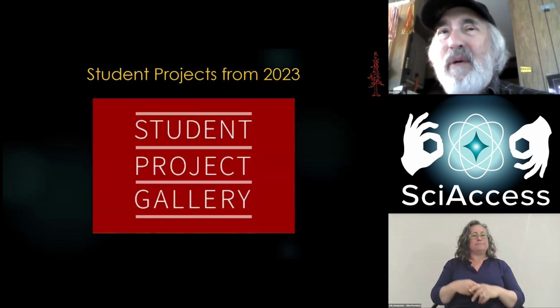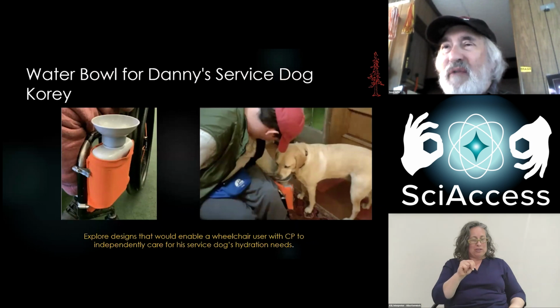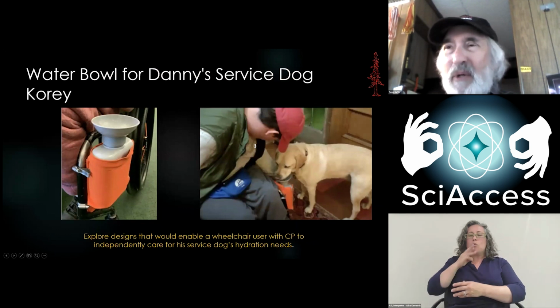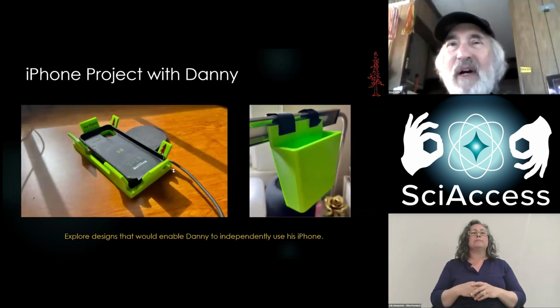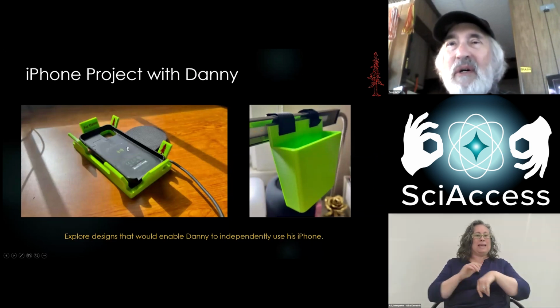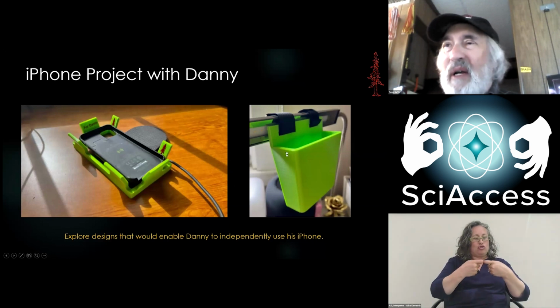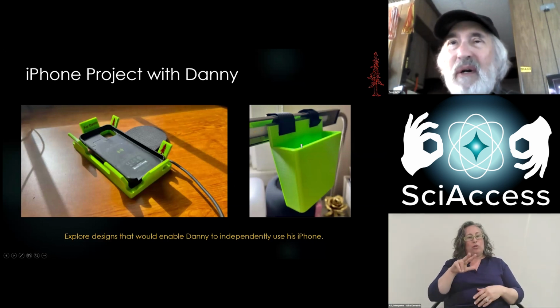Here, from the year before, is a hydration device for Danny's service dog, Corey. All he has to do is press the side, the water bubbles up here, and the dog knew exactly how to use it. Here's a device that allows Danny to position his phone over the charger, and it's got Stanford icons on there. Here's a 3D printed phone holder for his wheelchair.